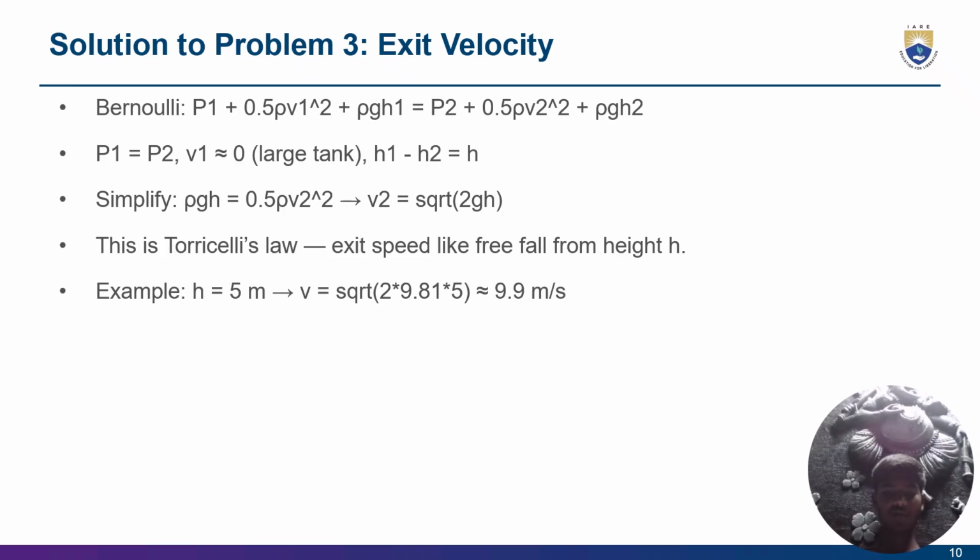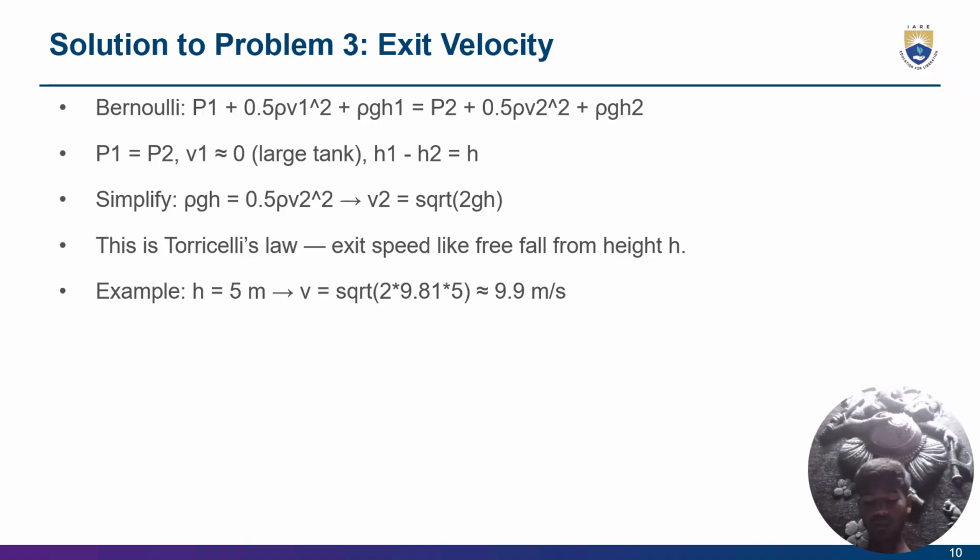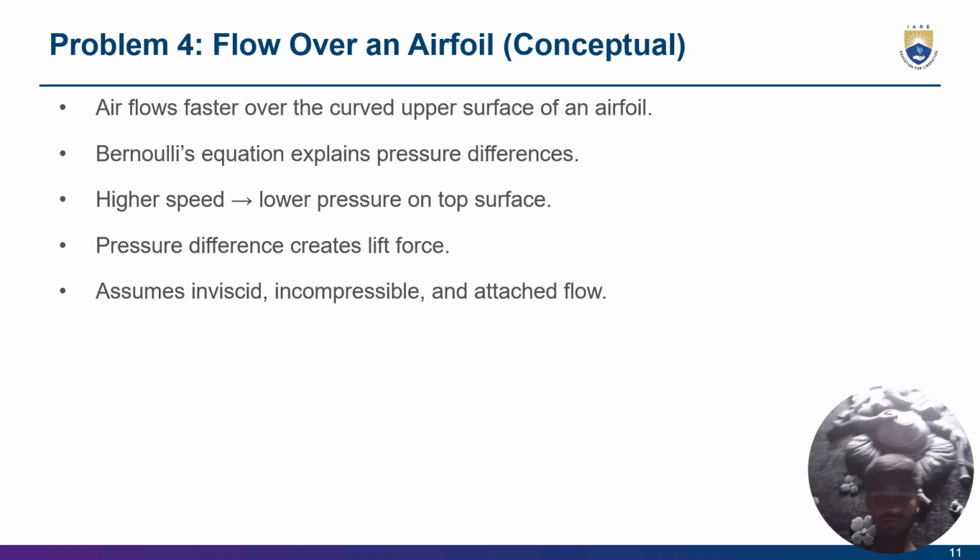Example: h equals 5 meters, V equals square root of 2 into 9.81 into 5, which equals 9.9 meters per second. Problem 4.